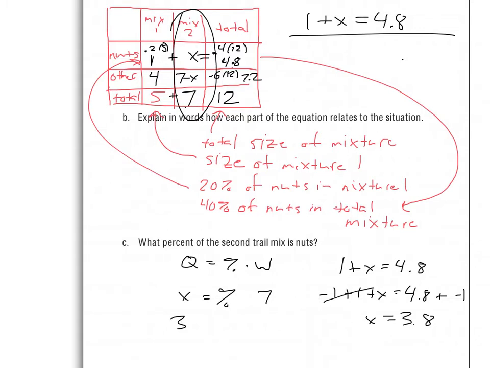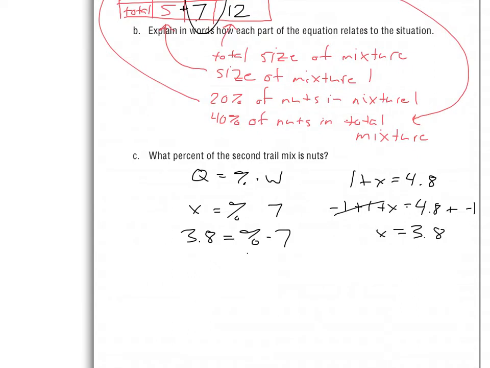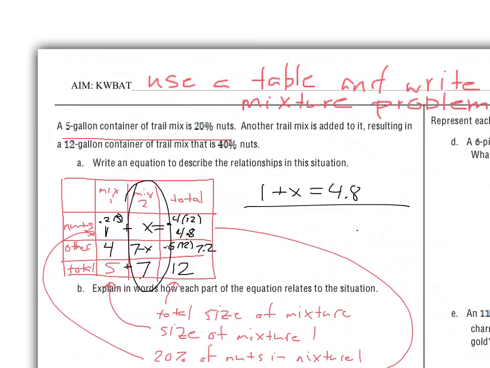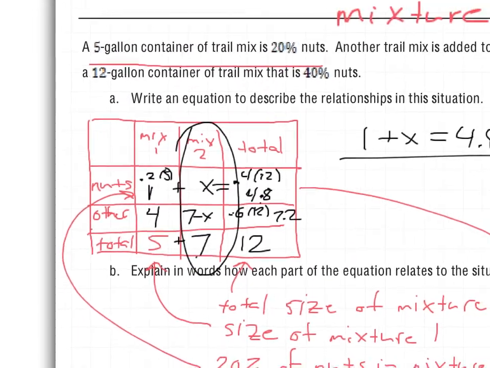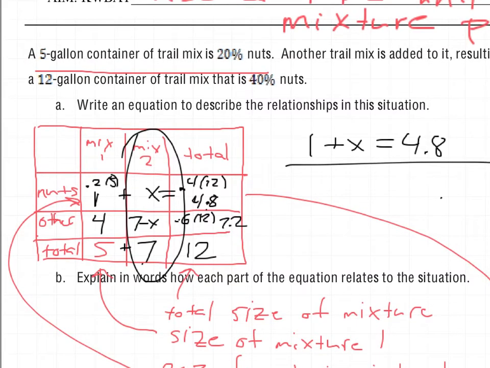So 3.8 gallons of nuts is what percent of the 7 gallons? And we go ahead and do that division, and we're going to end up rounding this response. Our percent is approximately 0.543, or that would be 54.3%. So you can see when we set up our table, we can use the relationships inside that table to write equations that can help us find the different pieces that are missing in the table.